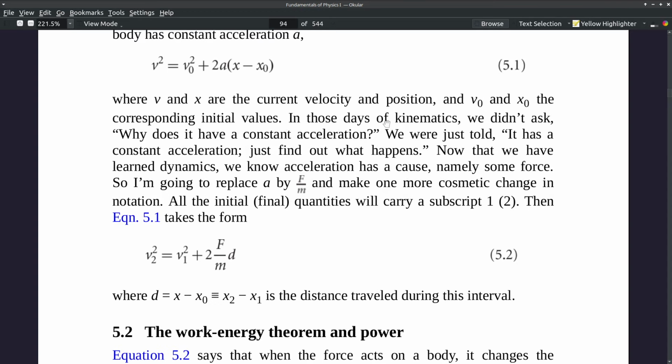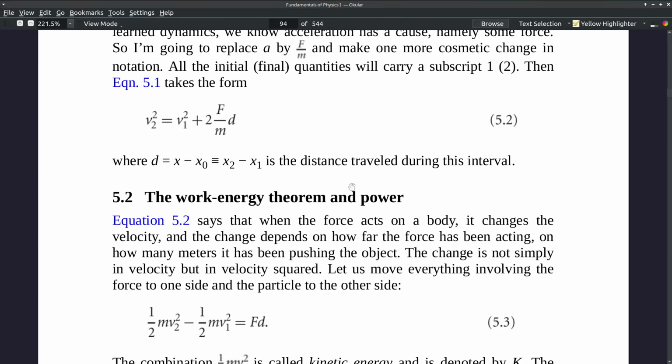In those days of kinematics, we didn't ask why it has a constant acceleration. We were just told it has a constant acceleration. Just find out what happens. Now that we have learned dynamics, we know acceleration has a cause, namely some force. So I'm going to replace a by F over m and make one more cosmetic change in the notation. All the initial and final quantities will carry a subscript 1, 2. Then equation 5.1 takes the form v2 squared equals v1 squared plus 2F over m times d.